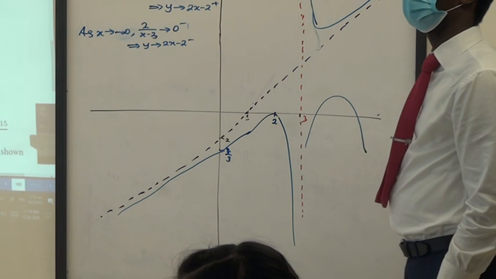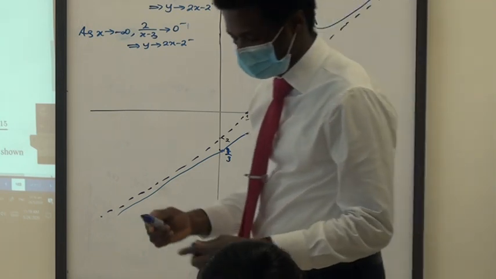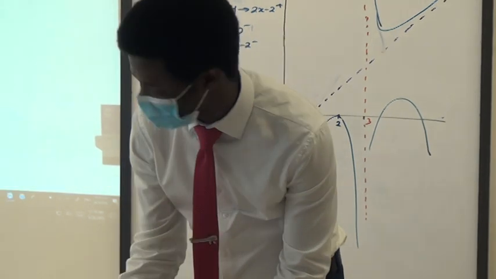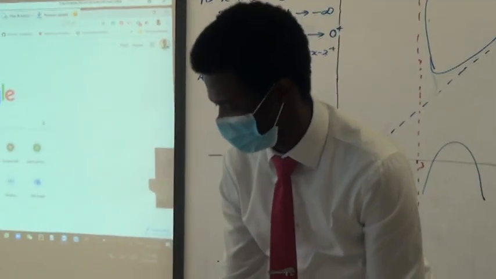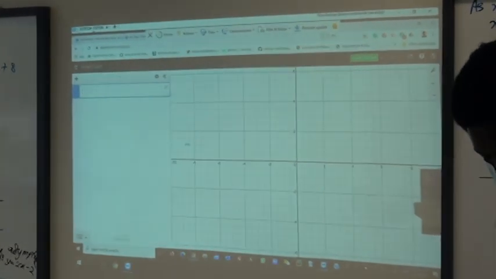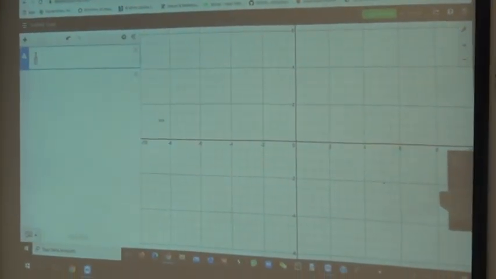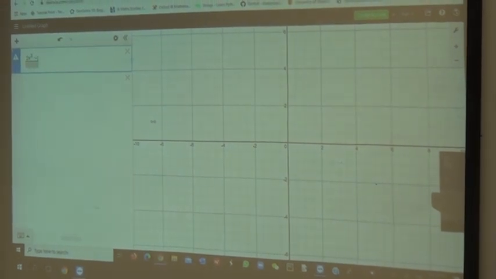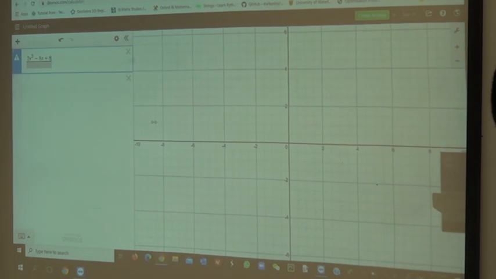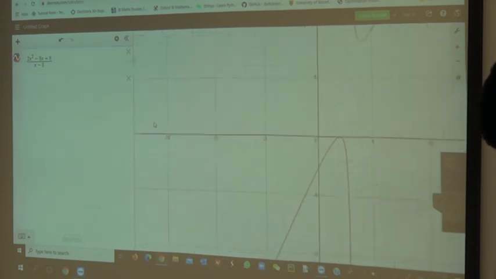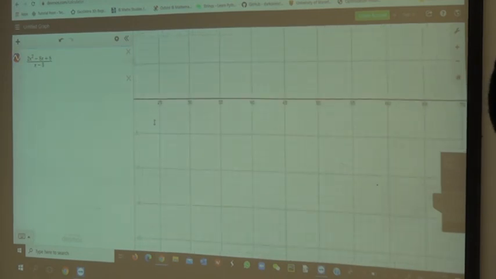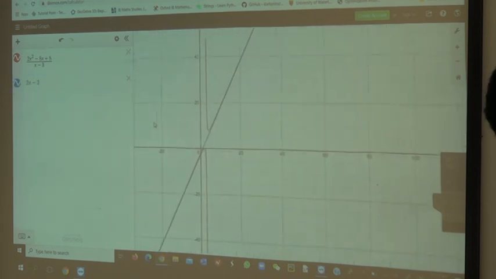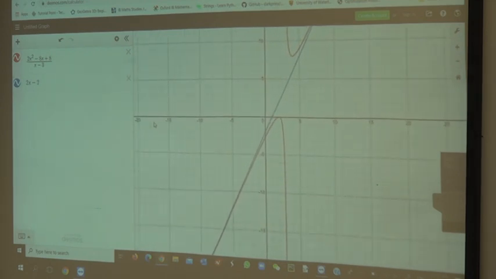Is that what you saw when you put it online? Okay, so let's see what we have online. Let's see for ourselves. Everybody please listen. 2x squared, right? What's the equation? Minus 8x plus 8, divided. Okay, so let's see. Is that what we have? Then we have x, 2x minus 2. Can you see? Then that's what we have.